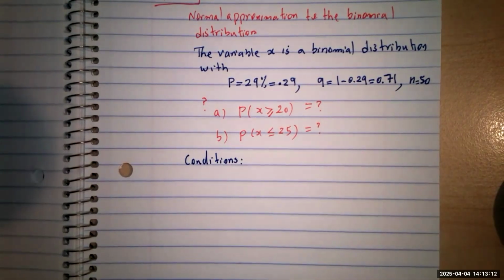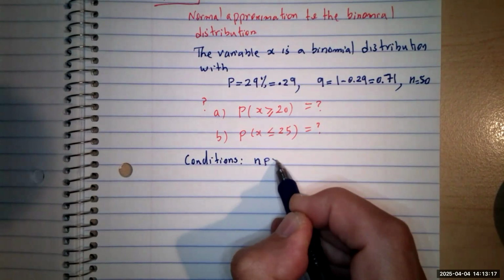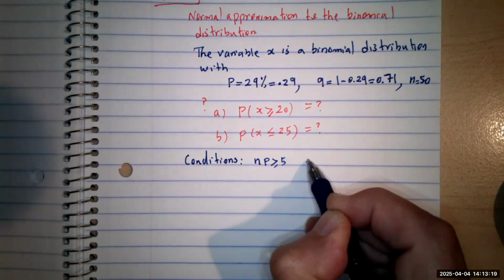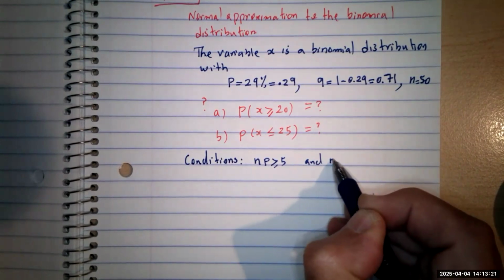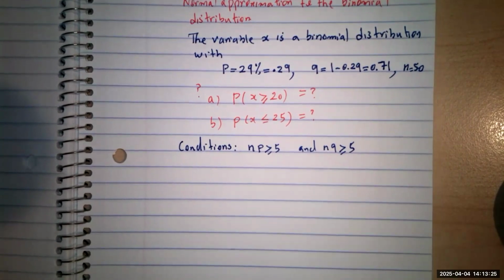The condition for this problem is n times p must be greater than or equal to 5, and n times q must be greater than or equal to 5. You have to check this condition first. If this condition is satisfied, then you go ahead. If it's not satisfied, you can't do it. Okay, so it's easy to check.